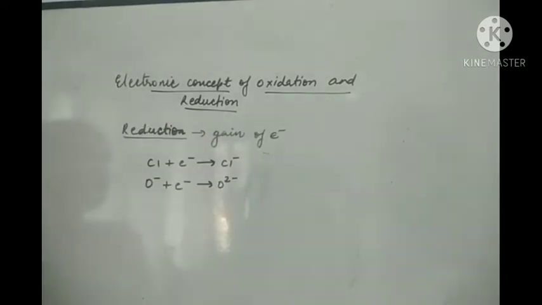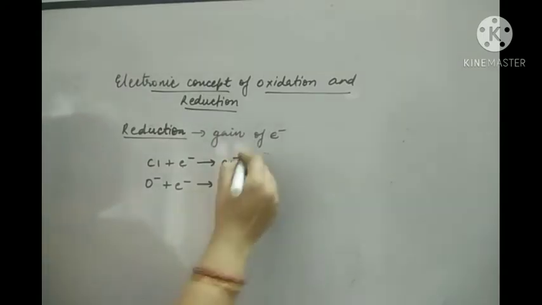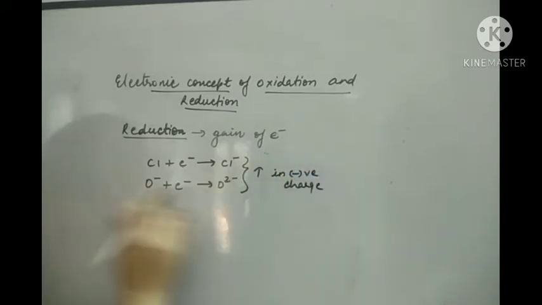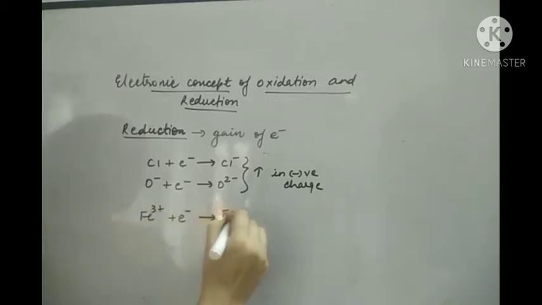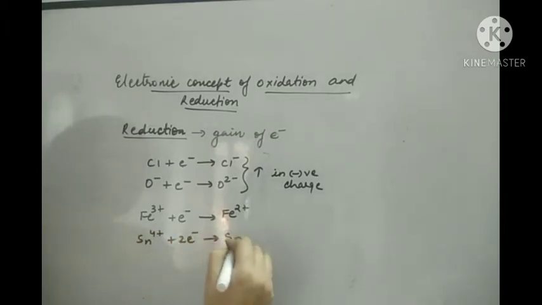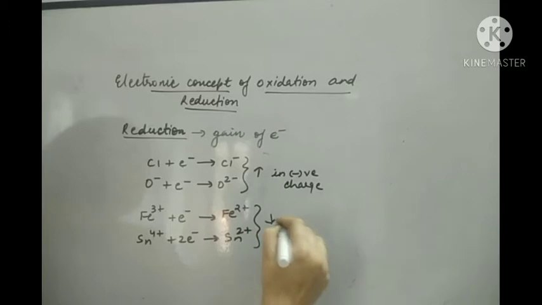So reduction means gain of electrons. Suppose Cl is gaining one electron, it is changing to Cl minus. O minus is gaining one electron, it is changing to O2 minus. So because of this, there is an increase in negative charge, that is here -1 to -2. Likewise, suppose Fe3 plus is there, it is gaining one electron, so it will change to Fe2 plus. Or we have Sn4 plus, it will gain 2 electrons and change to Sn2 plus. So there is a decrease in positive charge. So if the positive charge increases or negative charge decreases, it is oxidation. But if vice versa, then it is reduction.